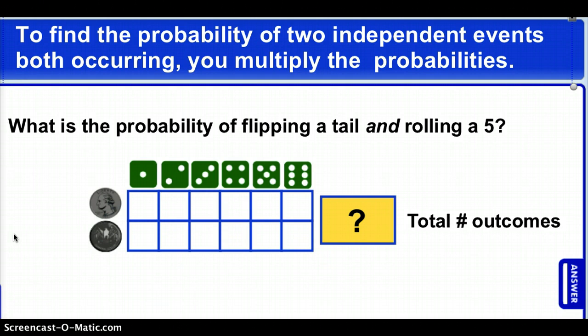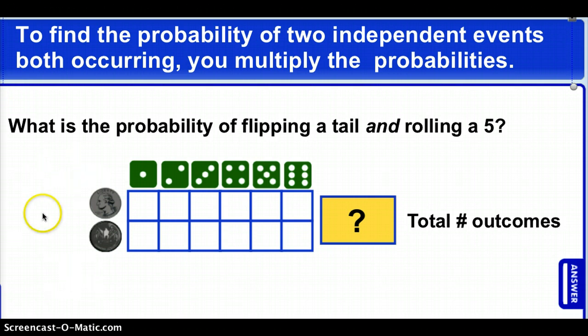And to find the probability of 2 independent events both occurring, you'd simply multiply the probabilities of each individual event. So let's look at this example here. So we'll say we're looking for the probability of flipping a tail. So you have a 2-sided coin, and then rolling a 5 in this case, and you have a 6-sided die. So we're looking at the probability of both those things happening. And you can look at this a couple different ways.